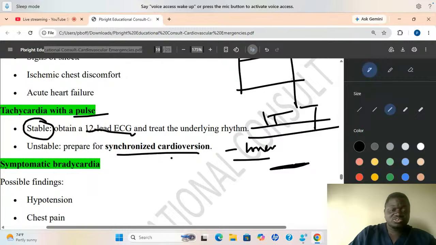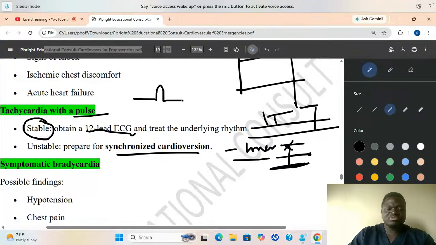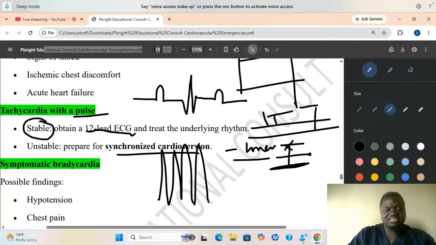Then, if it fails, you shock and the rhythm does not change, you increase the dose a little. Then you shock again. If it doesn't change, give a higher dose and shock. Mostly on the third attempt, the EKG will start becoming normal, you see a normal PQRST. Not the sinus tachycardia or the VTAC, sorry, the ventricular tachycardia, like this.